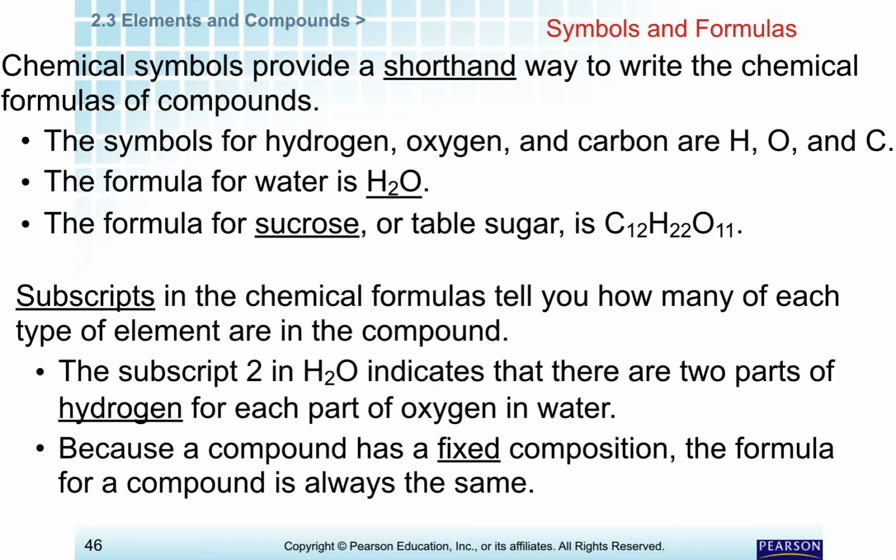Chemical symbols provide a shorthand to write the formulas of chemical compounds. The symbols for hydrogen, oxygen, and carbon are H, O, and C. The formula for water is H2O. Sucrose is C12H22O11. Now you'll notice in water and in sugar, you see some subscripts. Subscripts in the formulas tell you how much of each element is there. So in H2O, the 2 indicates there are 2 parts of hydrogen for each 1 part of oxygen. In sucrose, it would be 12 carbons to every 22 hydrogens to every 11 oxygens. Because the compound has a fixed composition, the compound's formula is always the same.